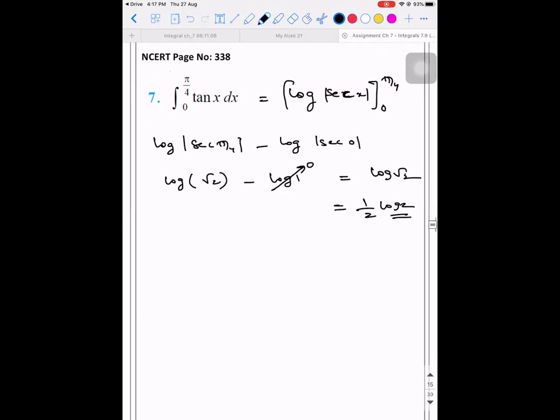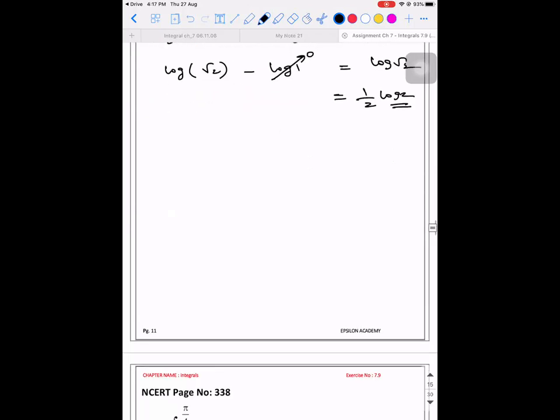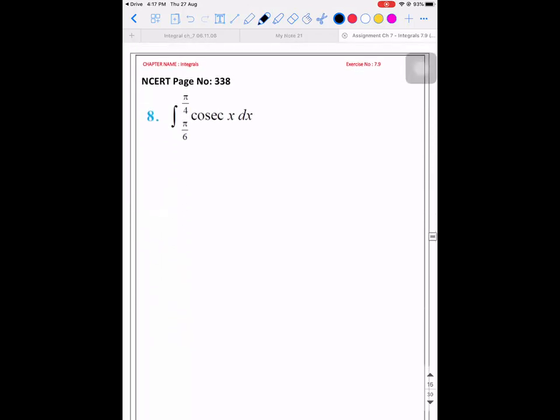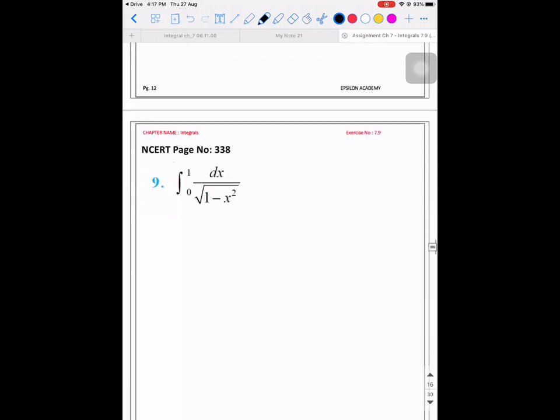I'm moving on to the next one. So the integral of cosecant x, you have a formula. So this is also the direct method. Look at the formula, apply it, you will get the answer.